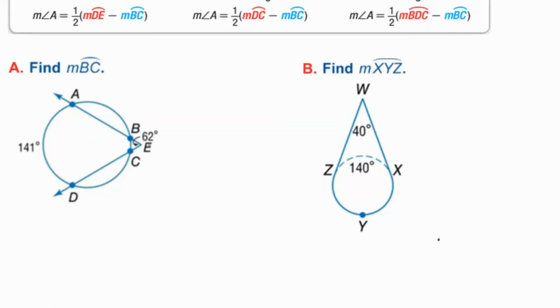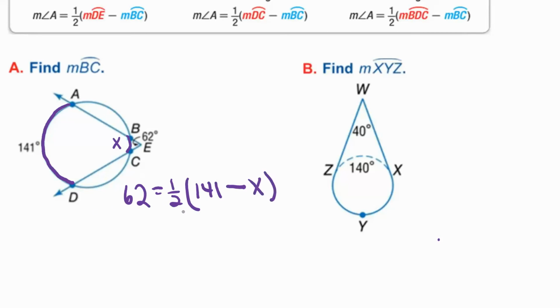Looking at problem A, I do have the measure of angle E. I was also given the measure of arc AD, and I want to find the measure of arc BC. We'll call that X. So I know that 62 degrees is the measure of the angle. It equals 1/2. The furthest arc away from it is 141 degrees, minus the arc that's closest, which is X.